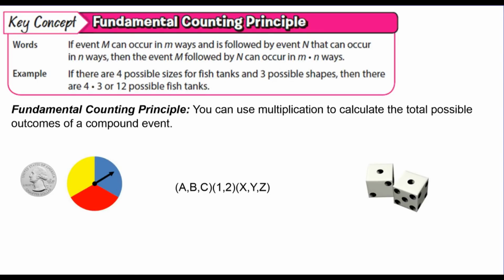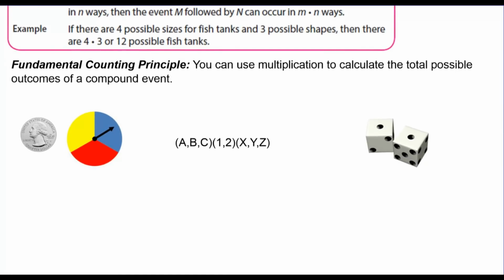So the fundamental counting principle says that we can use multiplication to calculate the total possible outcomes of a compound event. Let me unpack that for you with the 3 compound events that we just looked at. The first one was the coin and the spinner. Well, we can list all the possible outcomes to find the sample space, or we can use the fundamental counting principle.